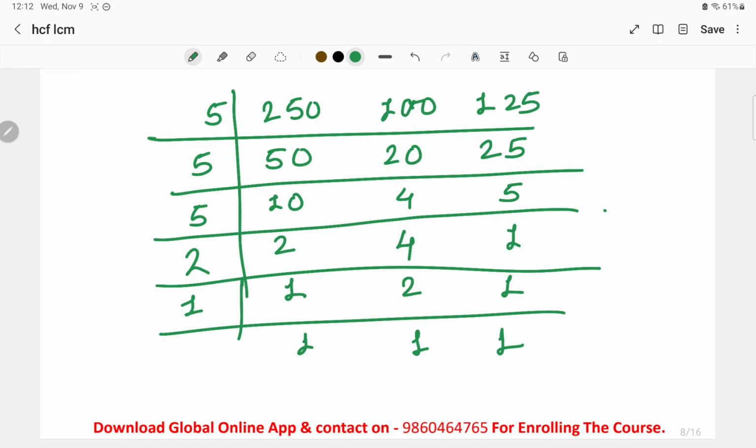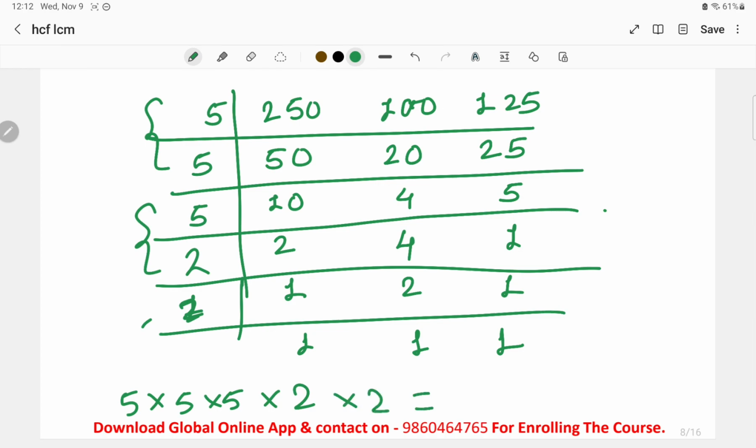So to find this LCM, what I will do is 5 into 5, 5 into 2 and 2. It means 5 into 5 into 5 into 2 into 2. What will be the answer? This will be 5 5s are 25, 25 5s are 125, 125 into 4 is nothing but 500. So this is how we calculate the LCM.